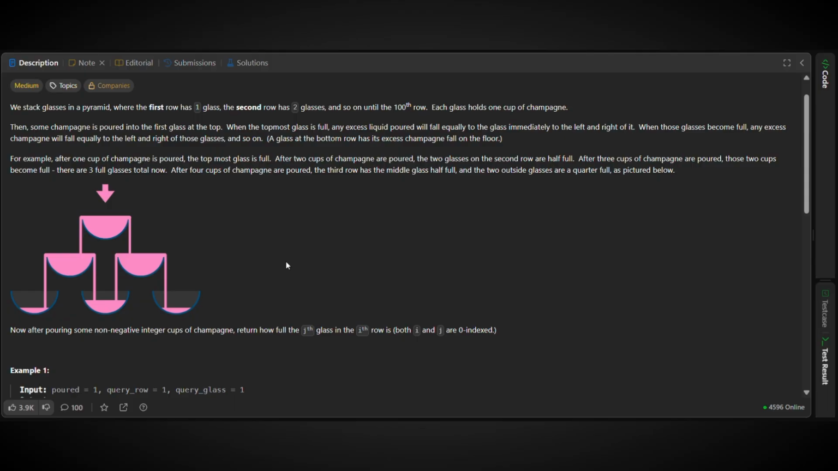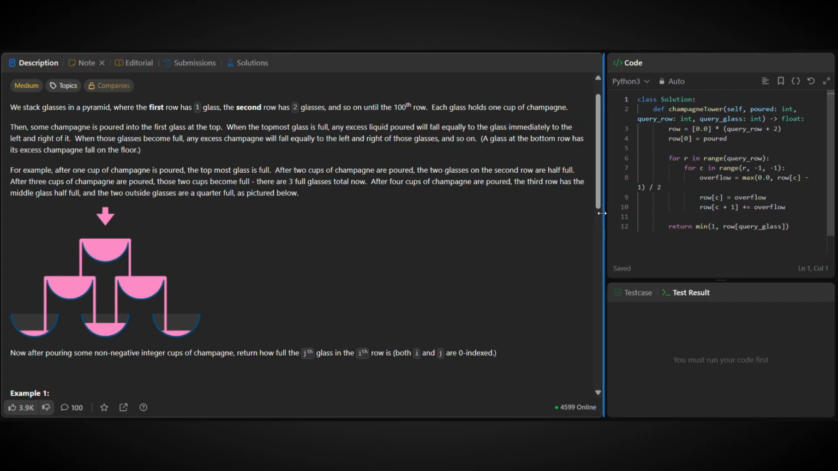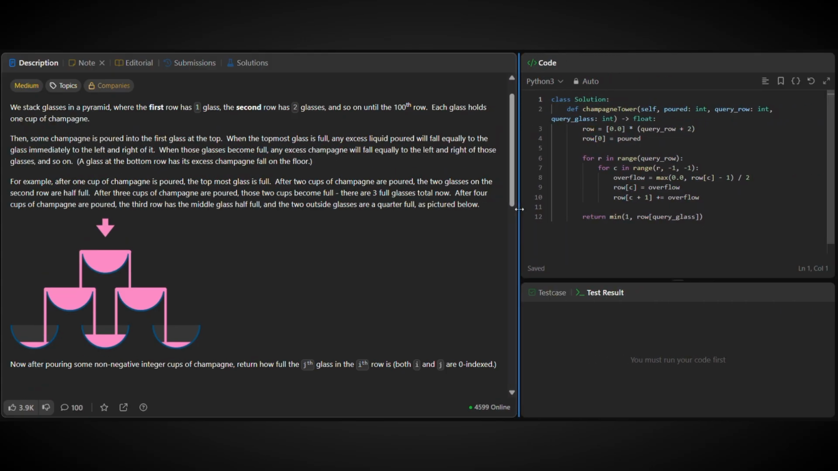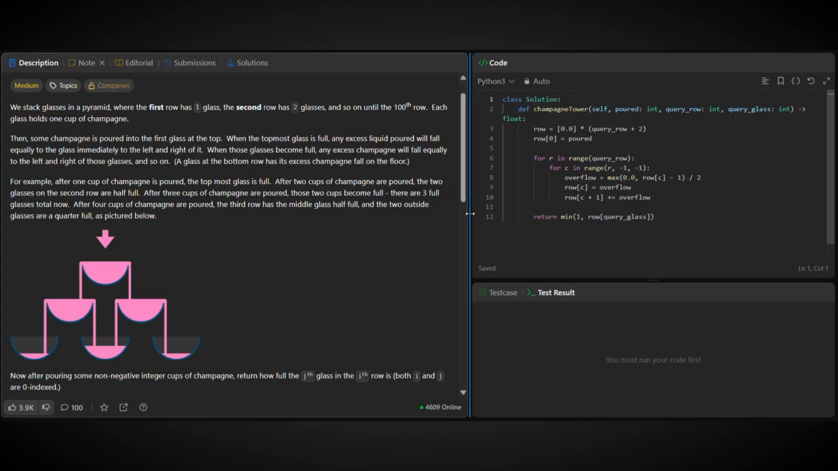DP[row][column]. Initialize DP[0][0] equals poured. For every glass, overflow equals max of 0 and DP[r][c] minus 1. DP[r+1][c] plus equals overflow divided by 2. DP[r+1][c+1] plus equals overflow divided by 2. Complexity: rows maximum equals 100. Total cells approximately 5,000. Time complexity: O of 100 squared. Totally safe.